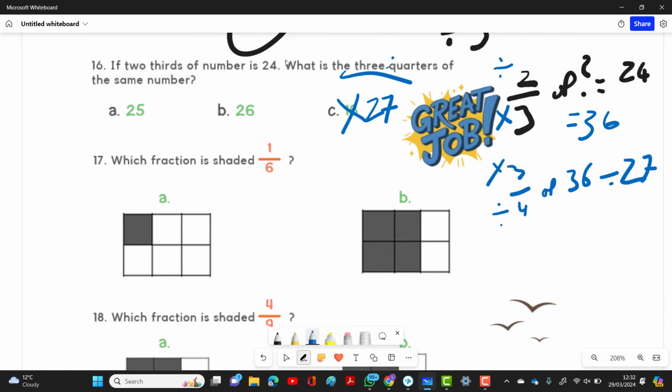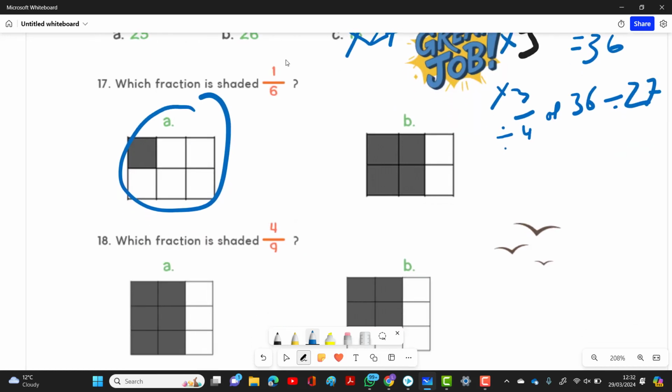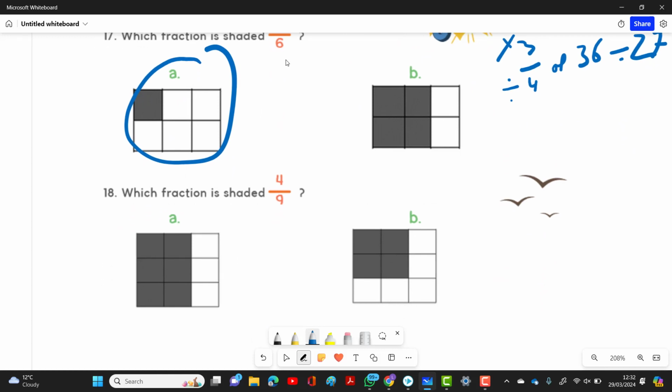What fraction is shaded? 1/6. So that's a nice and easy one. Question 17 is B. And 18, the last question here: what fraction is shaded? 4/9. So 4/9 is B. Okay, that's the end of this one.